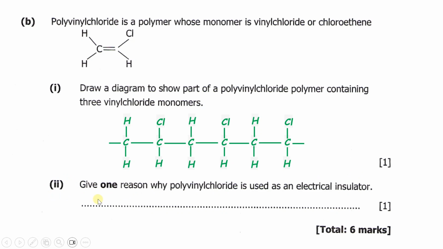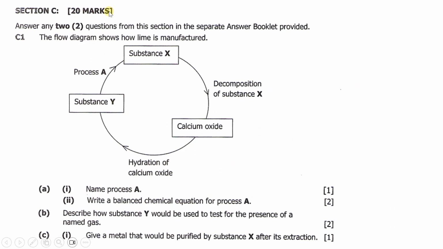Then part 2, they're saying give one reason why polyvinyl chloride is used as an electrical insulator. Because as a plastic it is a poor conductor of electricity.